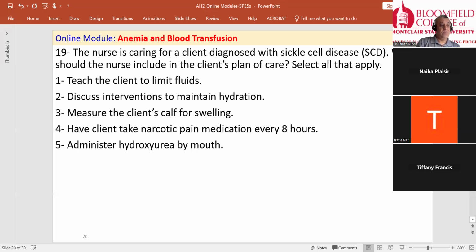19. The nurse is caring for a client diagnosed with sickle cell disease. Which should the nurse include in the client's plan of care? Select all that apply. Number 2, interventions to maintain hydration, always hydration. Number 1, hydration status to prevent the sickling, right? 3, measure the client's calf for swelling.